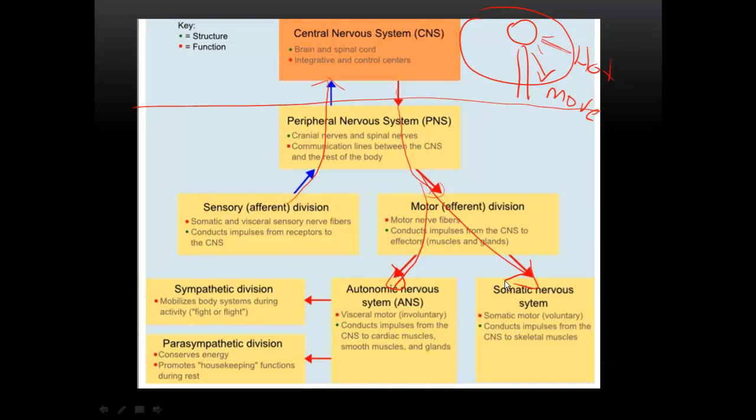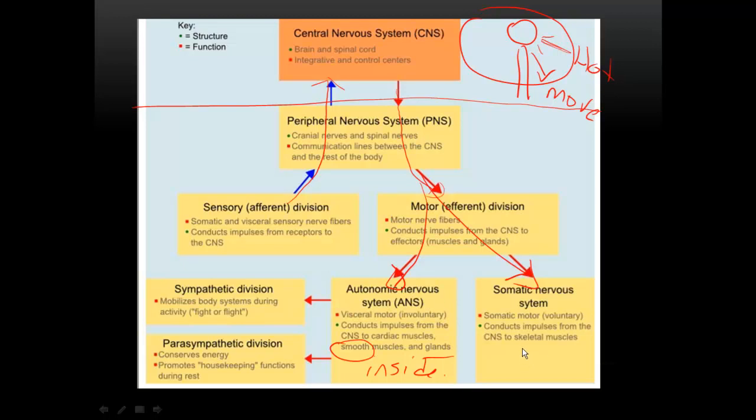So autonomic actions are going to be involuntary actions. My stomach grumbling, my bladder storing urine, my kidneys filtering blood, my heart beating. These are the smooth muscles and the glands. So these are going to be inside your body. This is your internal environment. And you're not conscious of this.